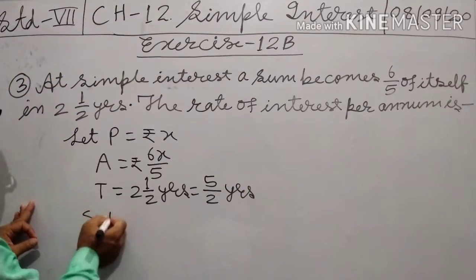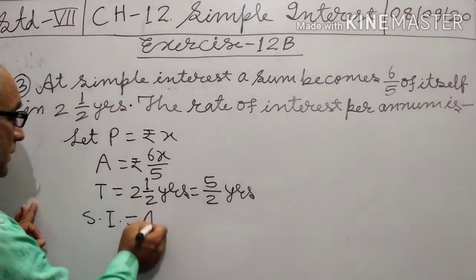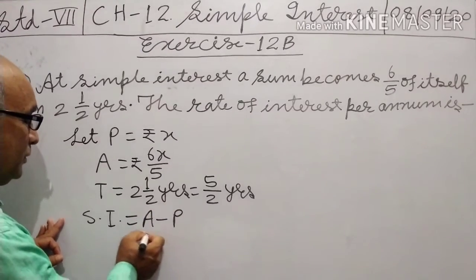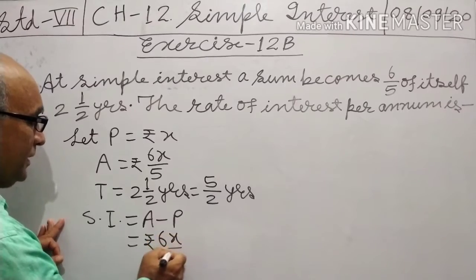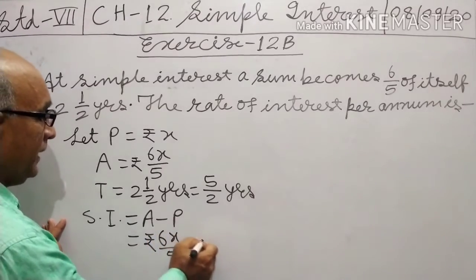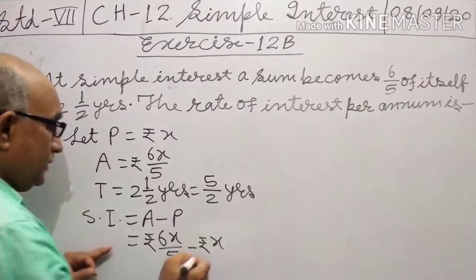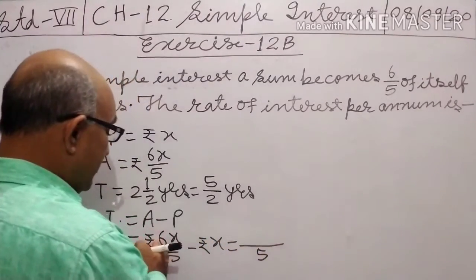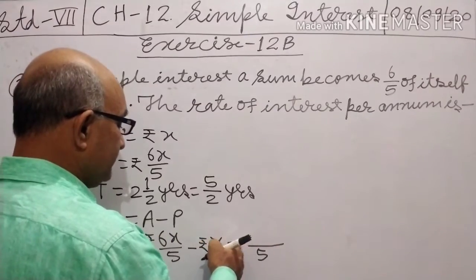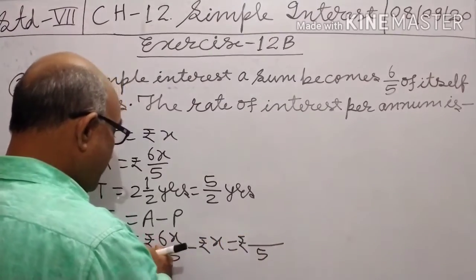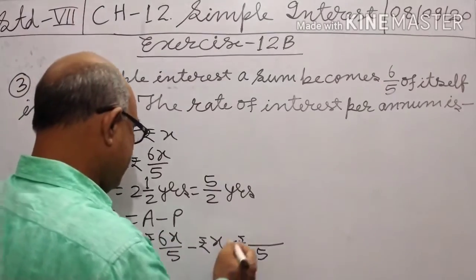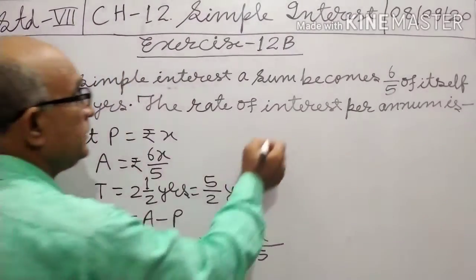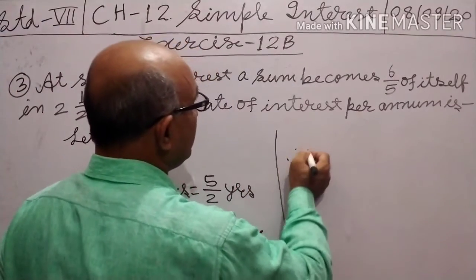Now find SI equal to A minus P. A equal to rupees 6x by 5 minus rupees X. So take an LCM, 5 and 1 is 5. So 6x minus 5x equal to X by 5. It is SI. So now find R.